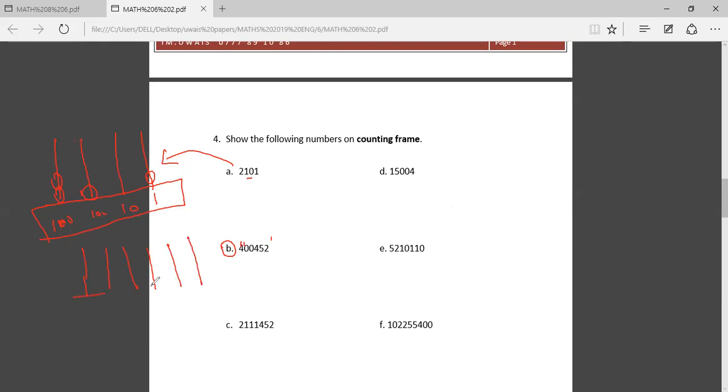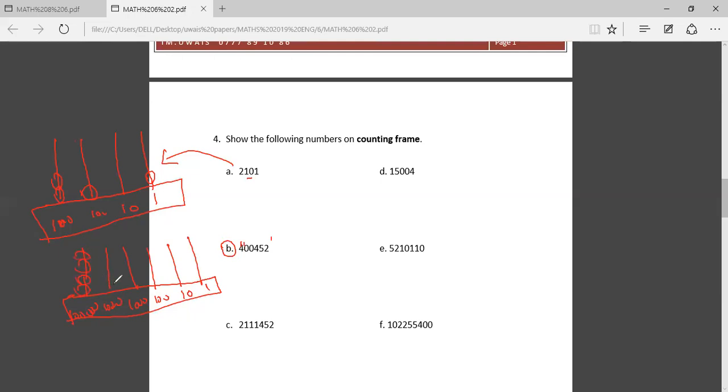2, 3, 4, 5, and 6. Then mark the place values. You draw this counting frame using pencil and ruler, okay? 1, 10, 100, 1,000, 10,000, 100,000. After that, we put beads.